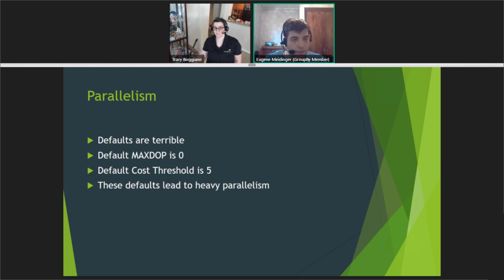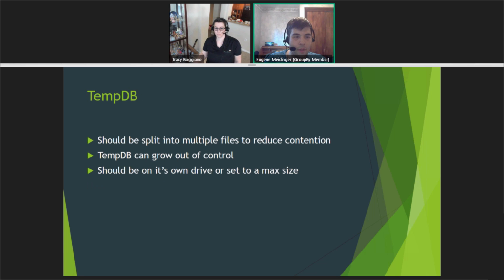So the defaults can lead to heavy parallelism, which can lead to poor performance, because if you have an uneven workload, some of the work's being done on some of these cores and the other ones are waiting for it to finish. So parallelism is something that I almost always end up changing whenever I'm looking at a SQL Server.